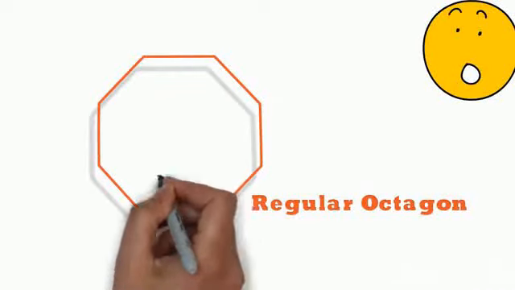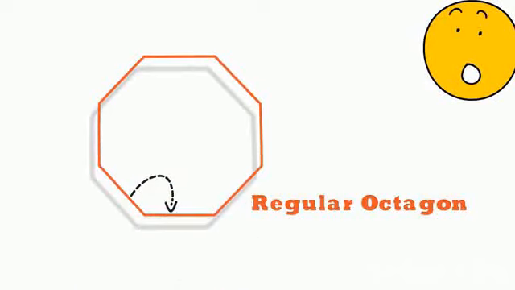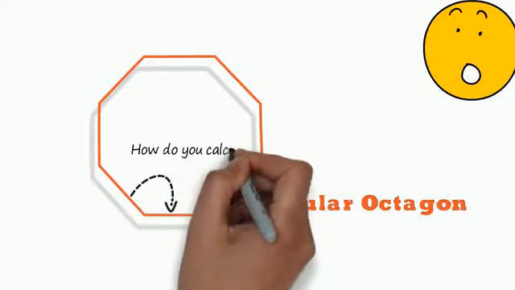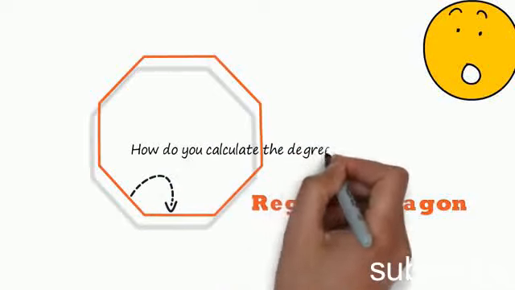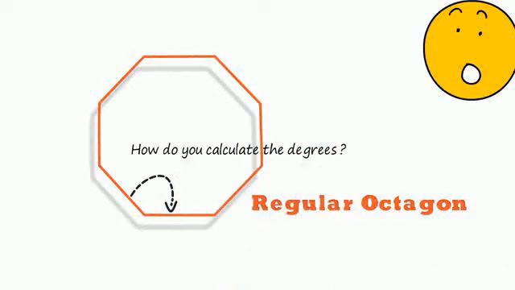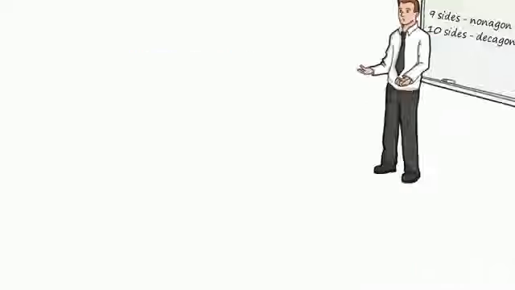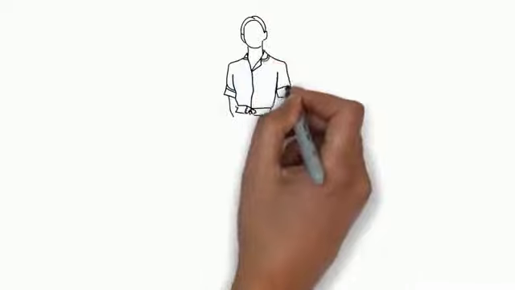Now, how can you calculate the angle in between a regular polygon, or like the one on the screen, a regular octagon, or the total sum of the angles? How do we calculate them? We have a formula. Yes, in mathematics, we have a formula for everything. It's funny, maths is a formula for everything.